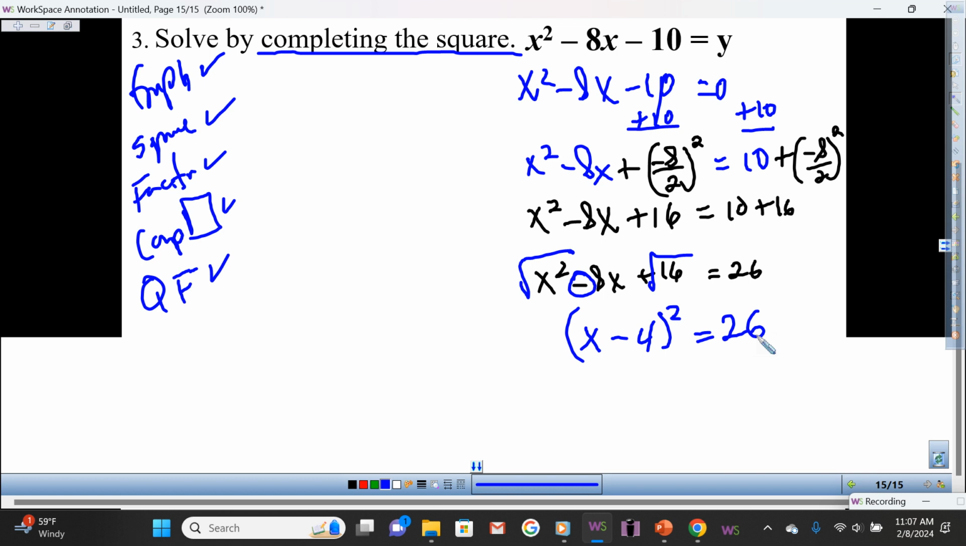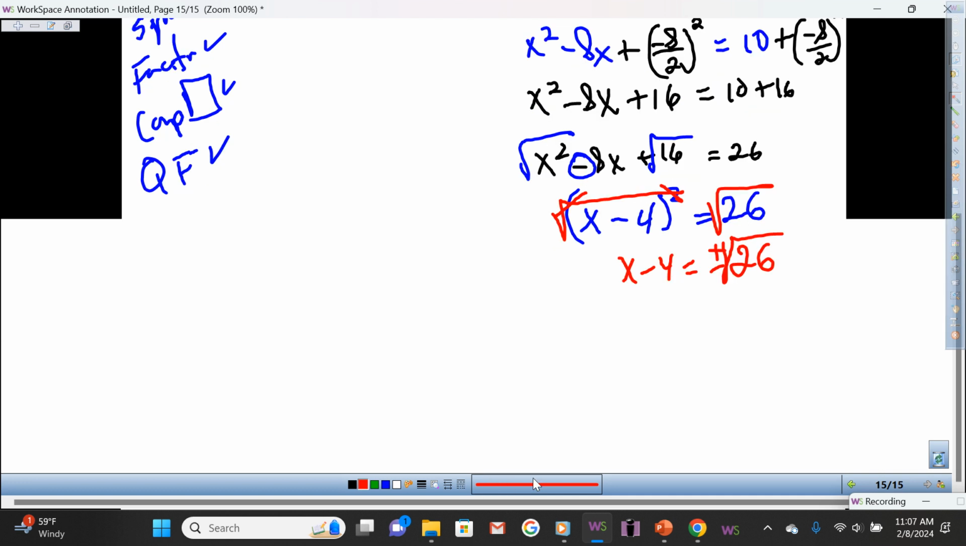What do I do next? Pass to someone, Brandon. Oh, he's not here, so Anthony E. Go. What do I do next? Yes, now we square root the whole thing, both sides. Here and here, this cancels out. X minus 4 equals plus minus square root of 26. But right now, we're going to leave it exact. I don't want the decimal form. And my last step, tell your neighbor what it is, and then Anthony's going to pass to someone. Last step.